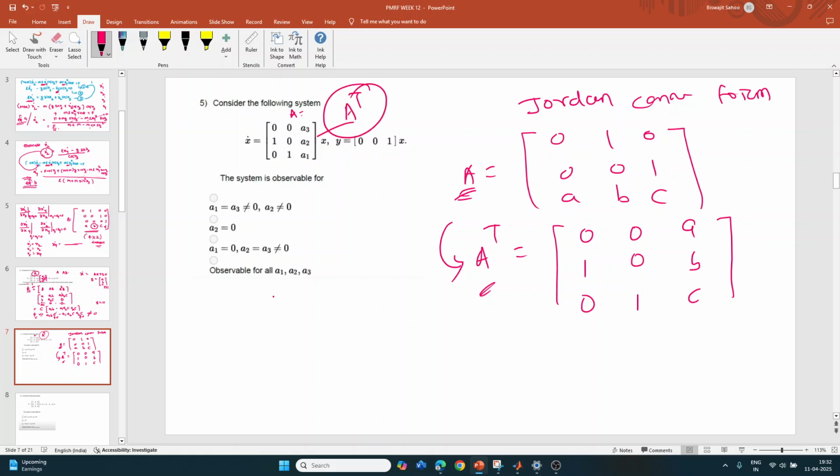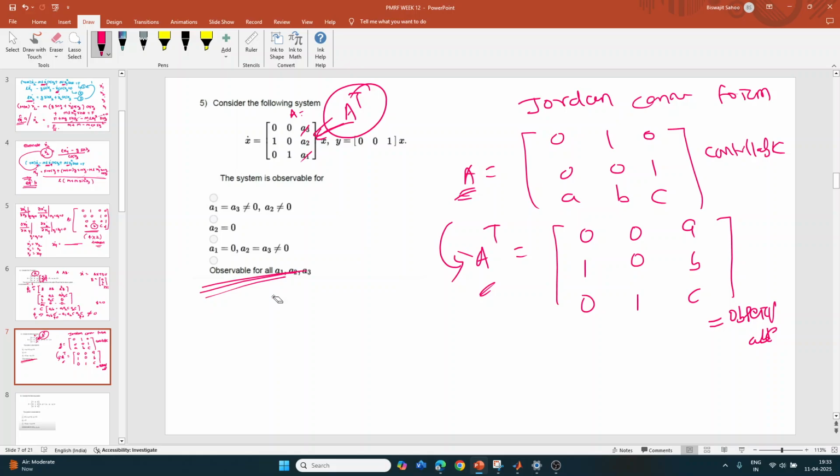Because this is related to A transpose. If a matrix can be represented in Jordan canonical form, then the matrix is controllable as well as observable. You can say that this is controllable by default, and if you take the transpose of that system, that is always observable. Now we can see that the A matrix is written in terms of A transpose. So for whatever values of A1, A2, A3, the system is always observable because it is represented in Jordan canonical form.